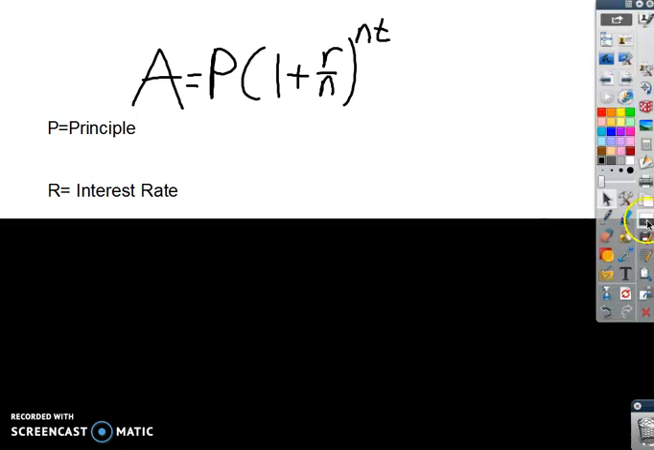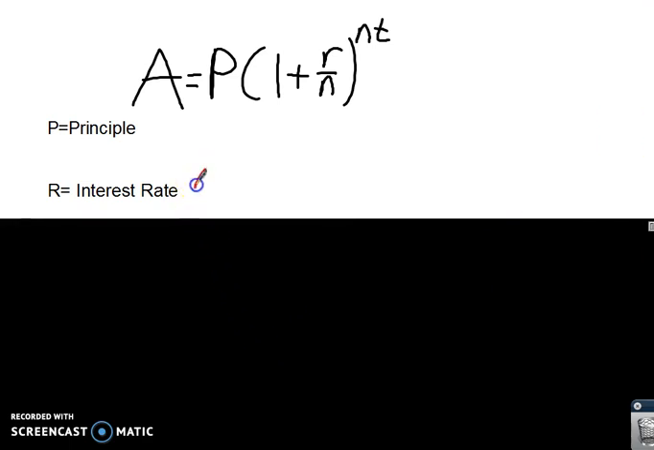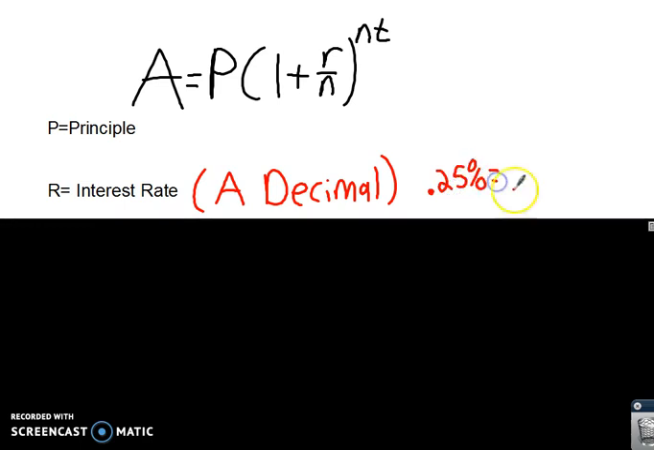Now the interest rate, the very important side note here, the interest rate has to be a decimal. Not a percentage. So, for instance, 0.25% is going to equate to 0.0025 as a decimal. Even though this has a decimal right there, it still is a percentage. So you must convert all percentages to decimals.